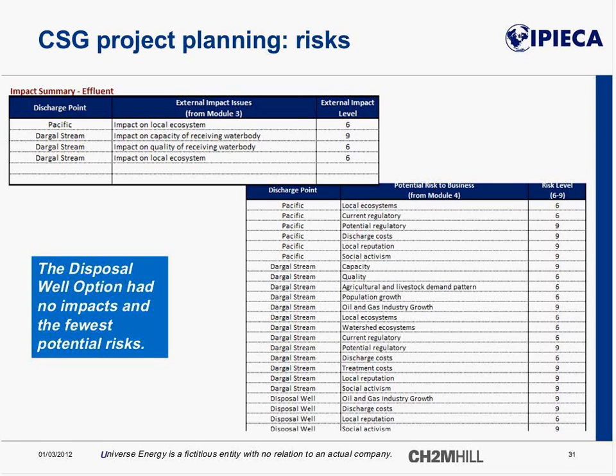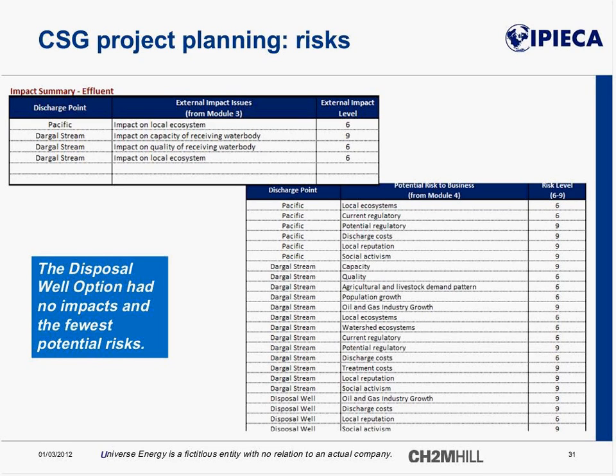Around local ecosystems, regulatory risks that the company would face in terms of trying to get this discharge permitted, local reputation and social activism, just the idea that some stakeholders just wouldn't want any discharge into the ocean. Those are potential risks. And then as you can see, the Dargle stream discharge option had a lot of potential risks, all the way from capacity to agriculture and livestock demand patterns in the area, watershed ecosystems, discharge costs. It would be quite expensive to treat the water for this discharge.